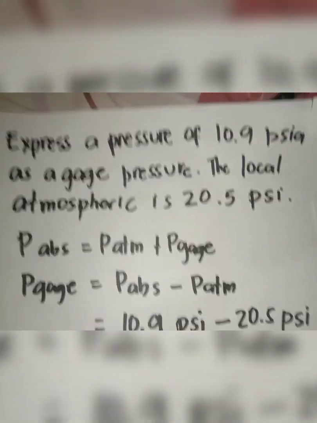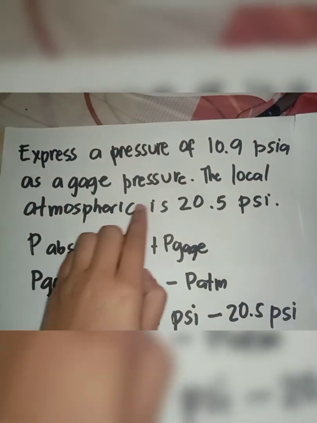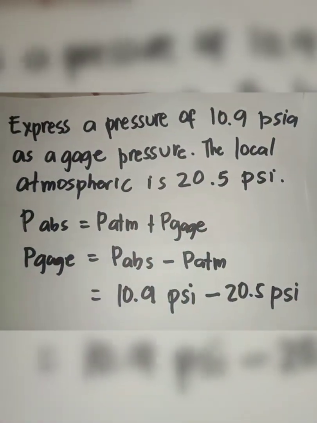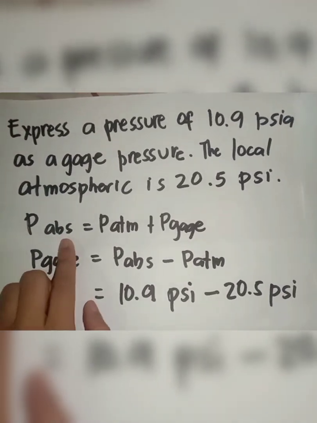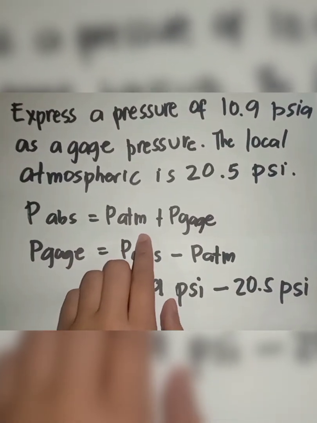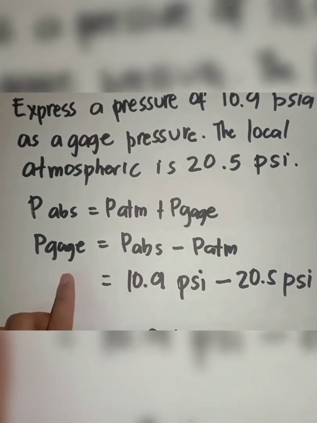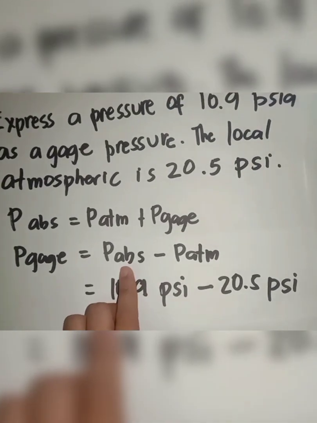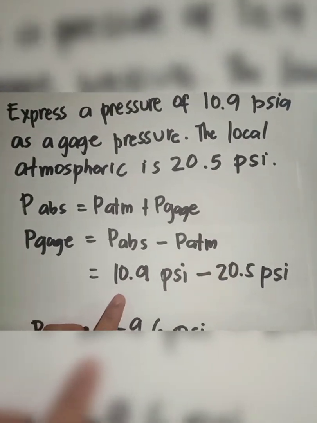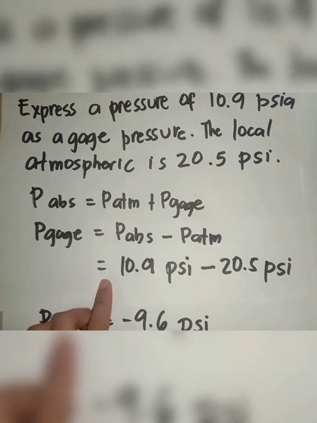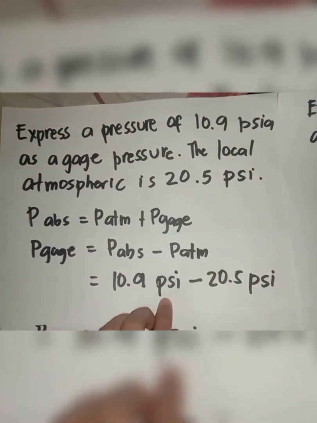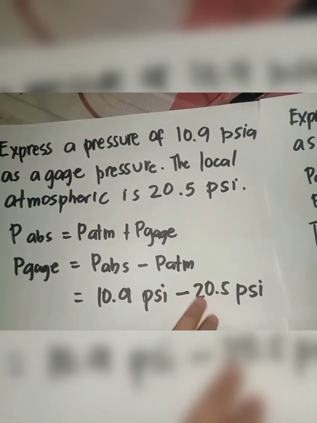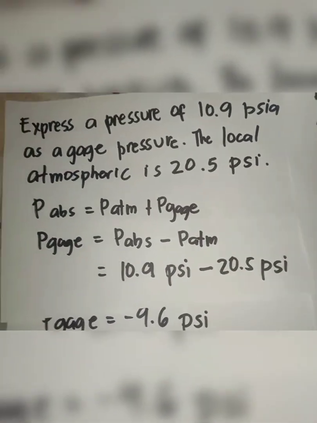Express a pressure of 10.9 psi as a gauge pressure. The local atmospheric pressure is 20.5 psi. So the absolute pressure is equal to atmospheric pressure plus gauge pressure, and the gauge pressure is equal to absolute pressure minus atmospheric pressure. So the absolute pressure is 10.9 psi, then the atmospheric pressure is 20.5 psi.